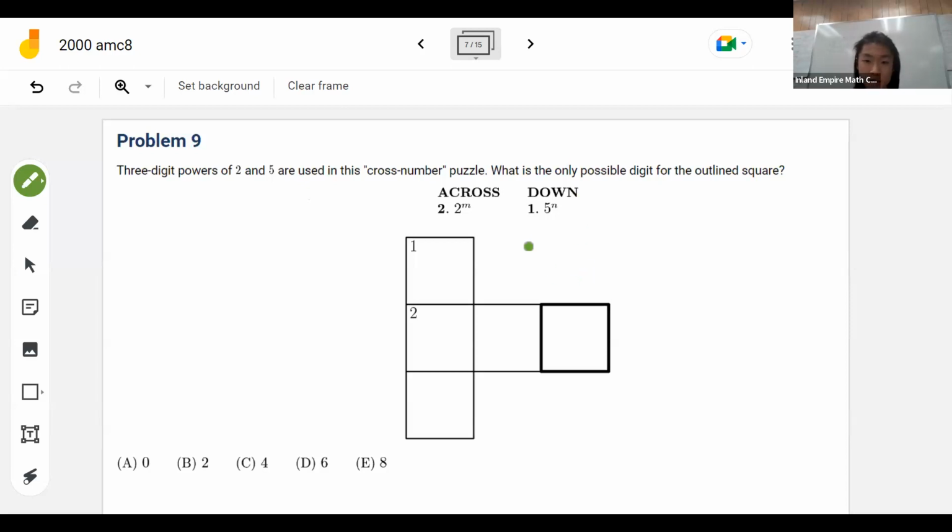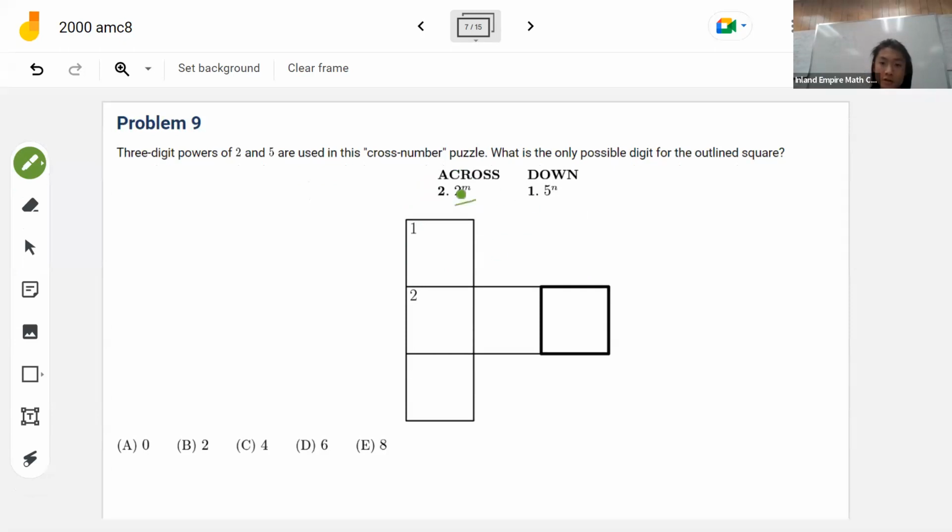All right, so in case there's any confusion, since this is kind of a hard to understand problem, the cross is a power of 2, so that's why it says 2 to the m. So these 3 digits will be a 3-digit power of 2, and then going down will be a 3-digit power of 5. So hopefully that'll help out. Again, around a minute or 2 minutes.